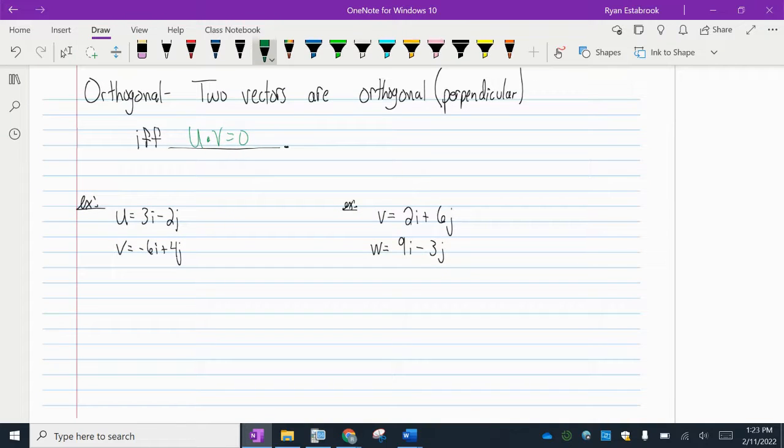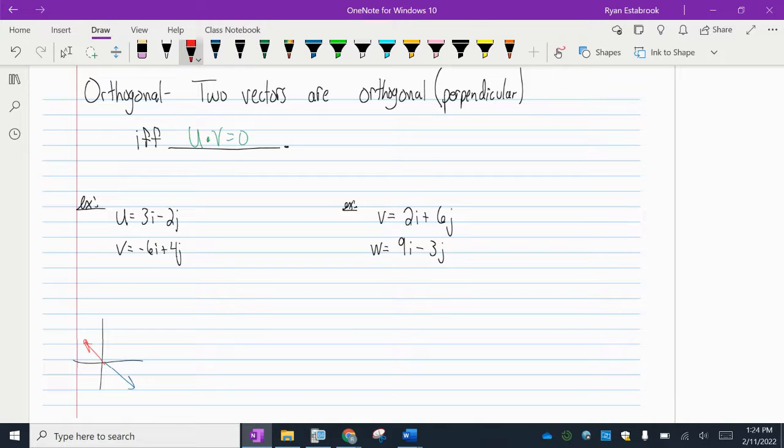So in this one, we have vectors u and v. Now they are in the linear form. If I wanted to graph those, 3i minus 2j, so right 3 down 2, there's vector u. Vector v, negative 6i plus 4j, might look something kind of like that. So right now, does it look like these two vectors are orthogonal to each other? Assuming I drew it correctly, probably not.